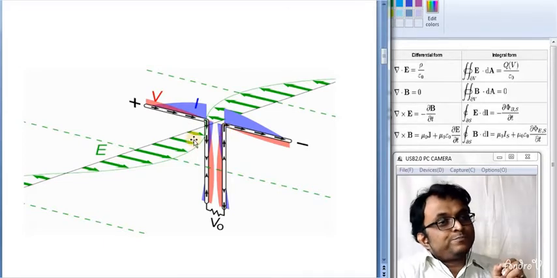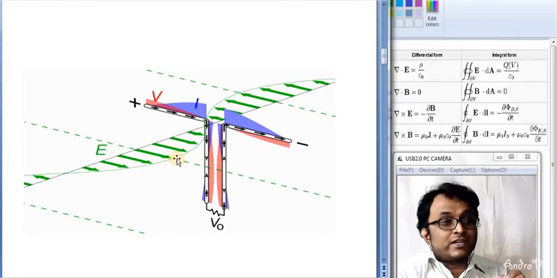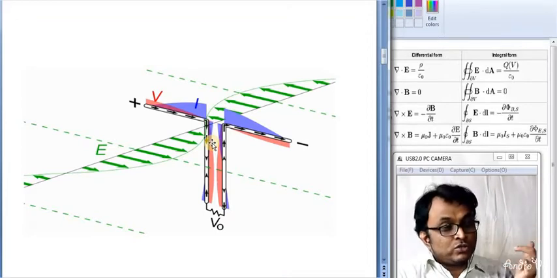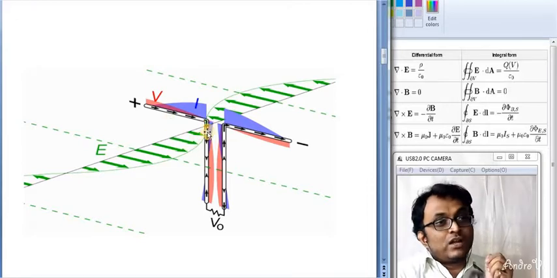Normally the electric field alignment, either horizontal or vertical, is known as the linearly polarized condition. Another type of polarization, which is very much used in today's communication, is called circularly polarized.